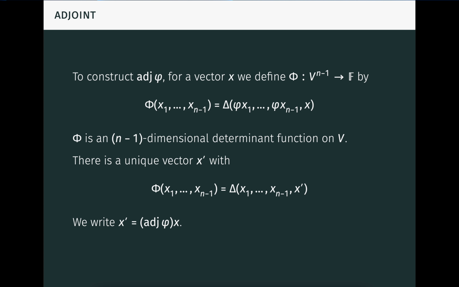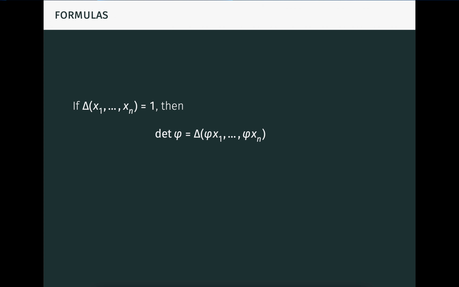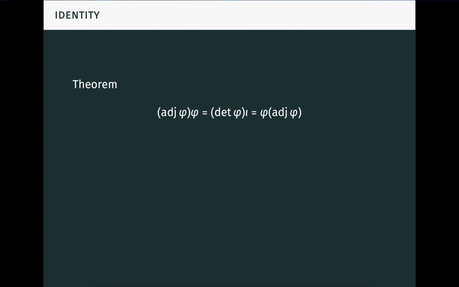If delta of x1 through xn equals 1, then we have this simple formula for the determinant, and this slightly less simple formula for the adjoint, where x appears in the ith position of delta on the right-hand side. These formulas can be used to actually compute determinants and adjoints if you ever forget that computers exist. The determinant and the adjoint are related by this important classical theorem. Here iota is the identity map. This theorem is essentially equivalent to Laplace's cofactor expansion formula for the determinant, as well as Cramer's rule. As a corollary, if the determinant of phi is non-zero, then the adjoint yields the inverse of phi, as seen here.